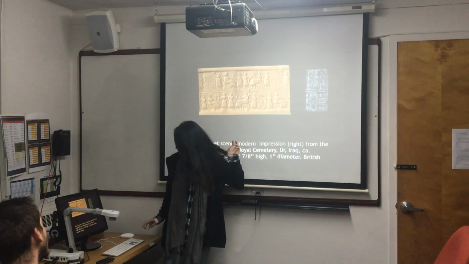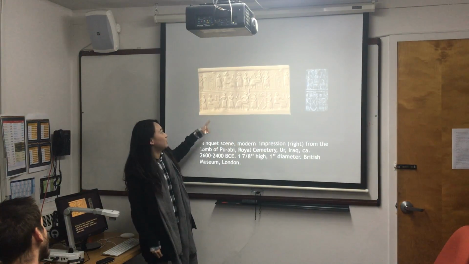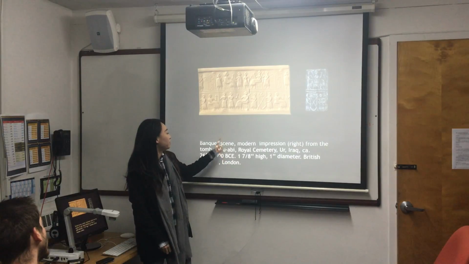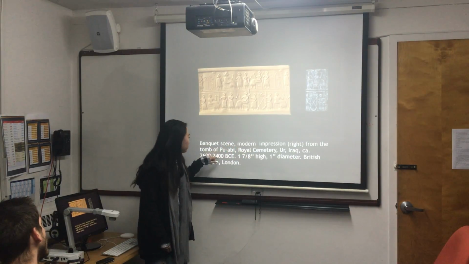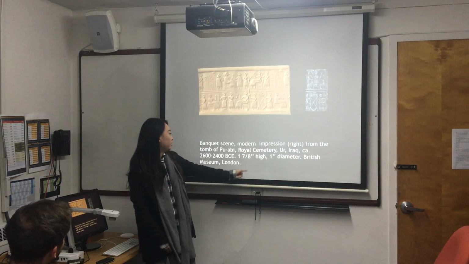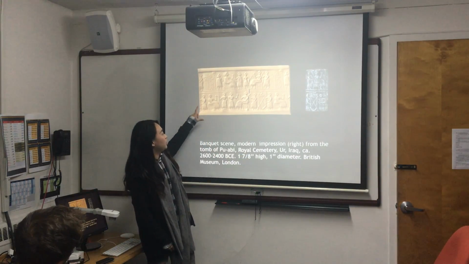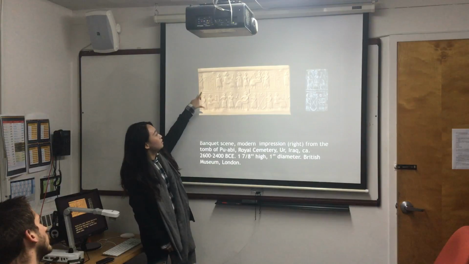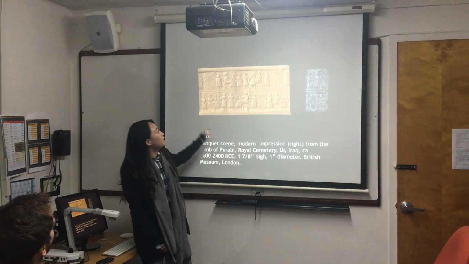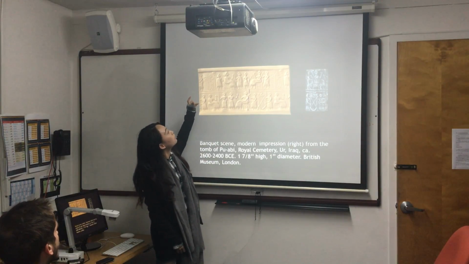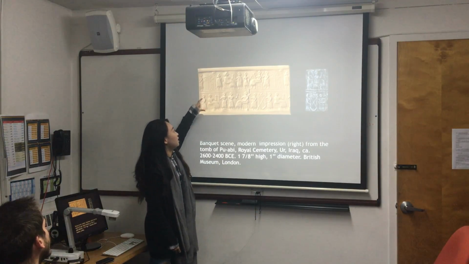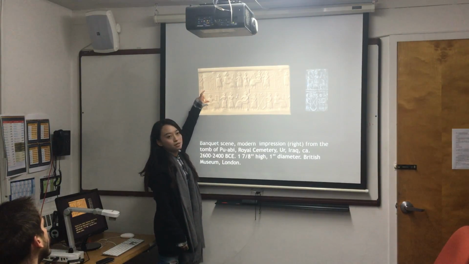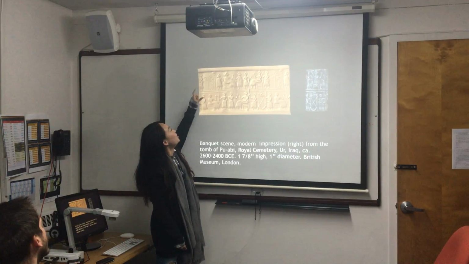from tampering. And now I'm going to introduce the seals. As you can see, it is from a tomb called Pulebi, from the Royal Cemetery, from ancient Mesopotamia. And this cylinder seal is divided into two horizontal sections. In the upper section and in the lower section, they have almost similar images.